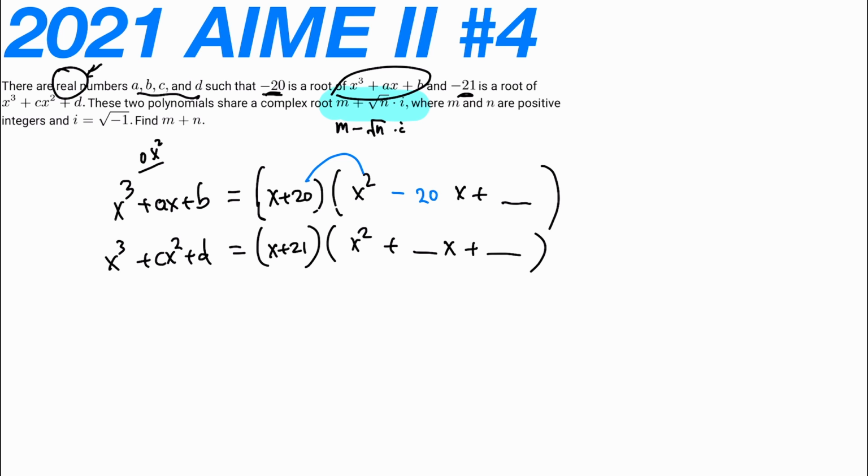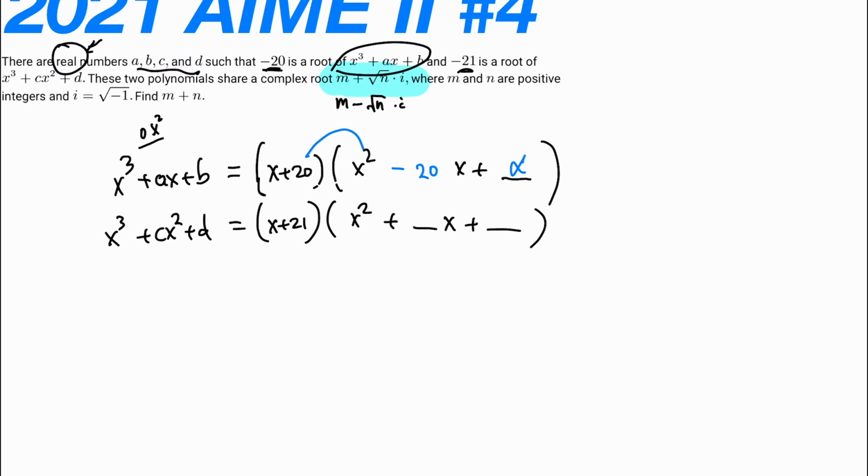Well, over here, let's think about it. We don't really know what it is, so let's just assume that it is some number. Let's just assume that it is alpha for now.